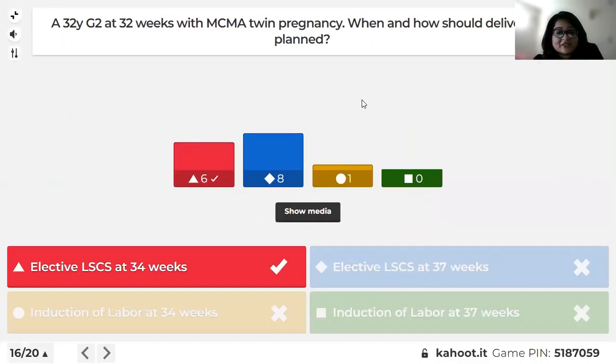Elective LSCS at 34 weeks. Remember, she's a monochorionic monoamniotic twin. What happens in MCMA twins? Because they're in the same amniotic cavity, there is cord entanglement. If the umbilical cords of both the fetuses get entangled, there can be blood supply cut off to one or both the twins, and sudden IUDs occur at a very, very high incidence. So MCMA twins are always terminated at 34 weeks. We do not go beyond 34 weeks in monochorionic monoamniotic twins because of the very high incidence of cord entanglement. So please remember this point. Okay.